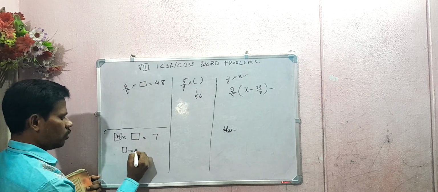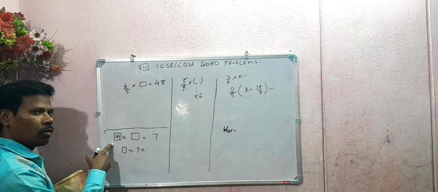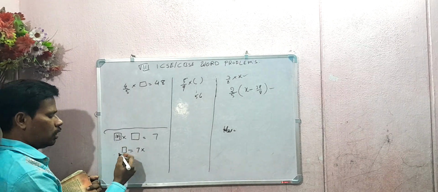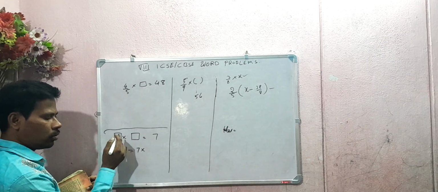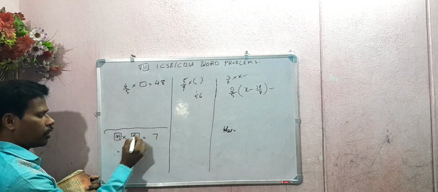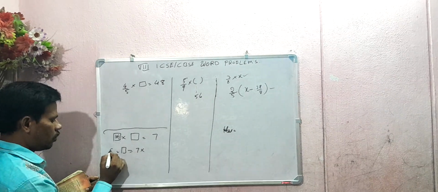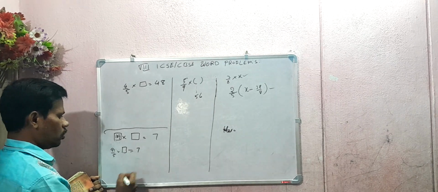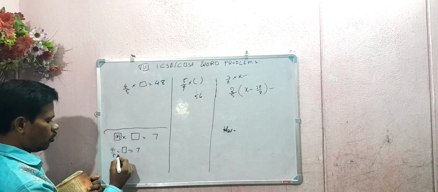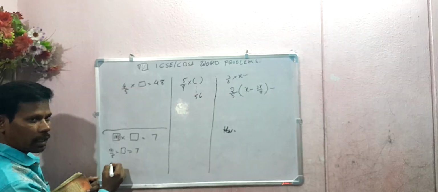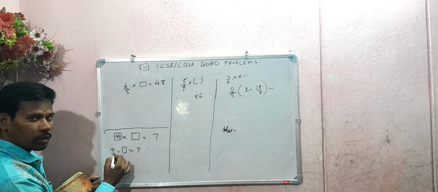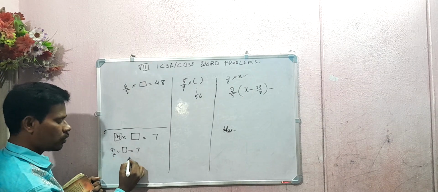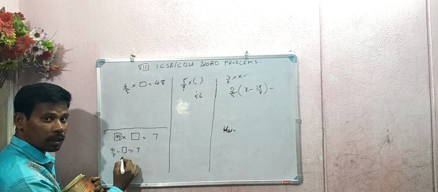this bracket is equal to 7. Into symbol is there, means first you convert this into fraction form. 18 5 is 90, 90 plus 1, 91, 91 by 5 is equal to 7. Now multiply both sides by 5 by 91. Take the multiplicative inverse of this one. Multiplicative inverse of this one is 5 by 91. Multiply both sides by 5 by 91.